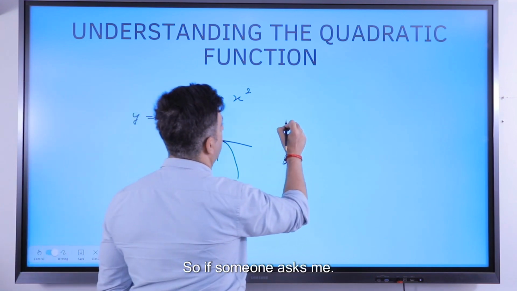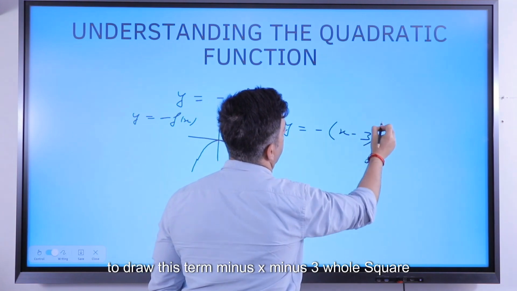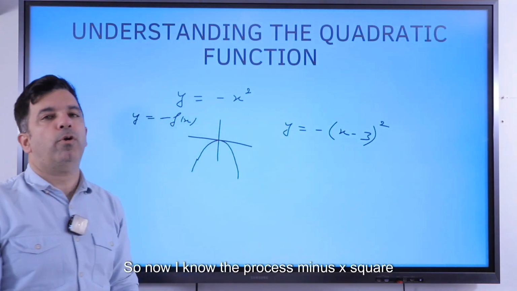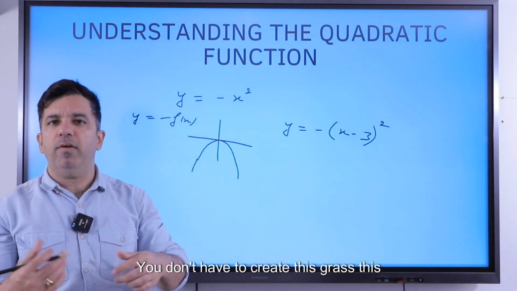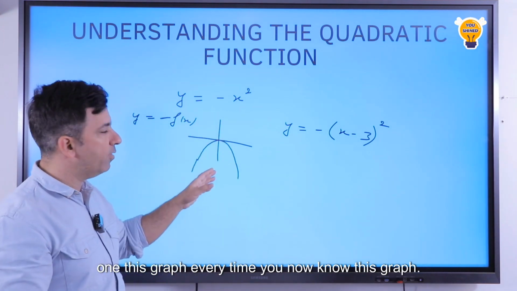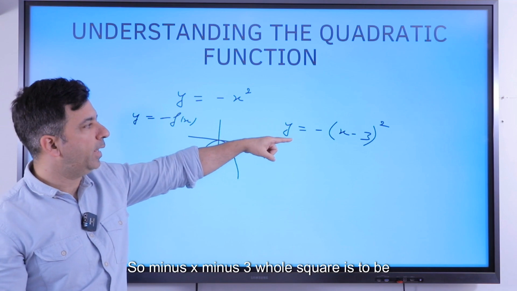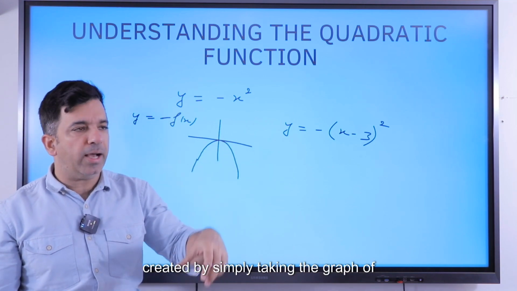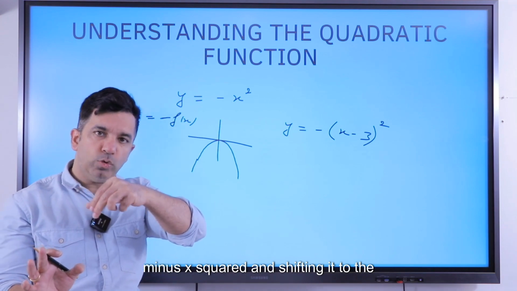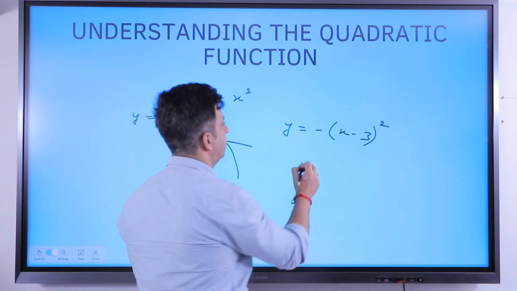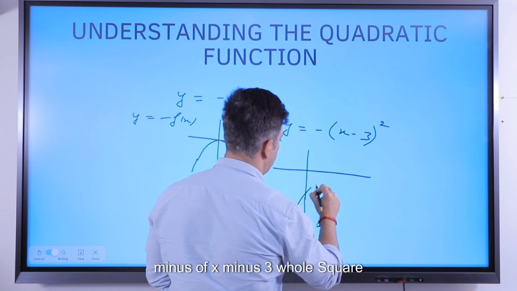So if someone asks me to draw this term, minus x minus 3 whole square, now I know the process. Minus x square graph is known to me. You don't have to create this graph every time. You now know this graph. This is y is equal to minus x square. So minus x minus 3 whole square is to be created by simply taking the graph of minus x square and shifting it to the right by distance 3. So this would be the graph of minus of x minus 3 whole square.